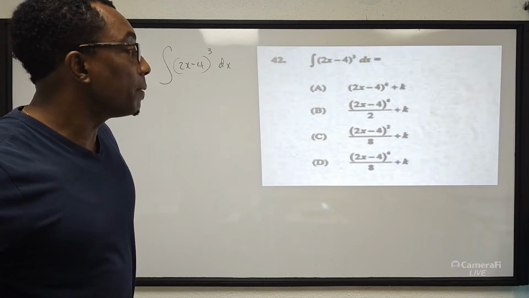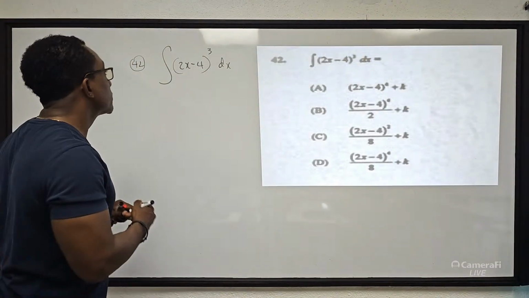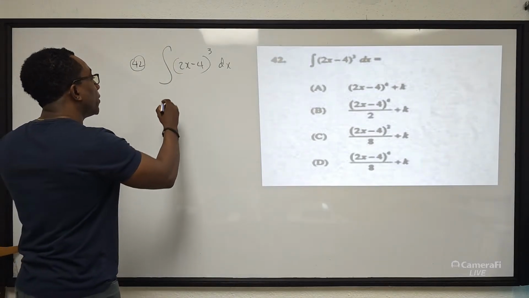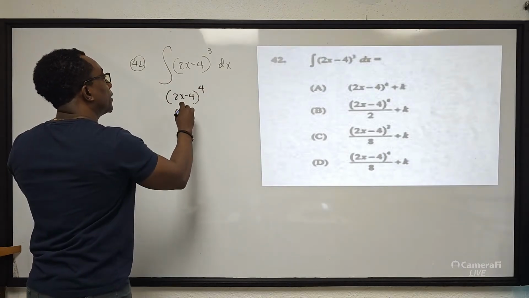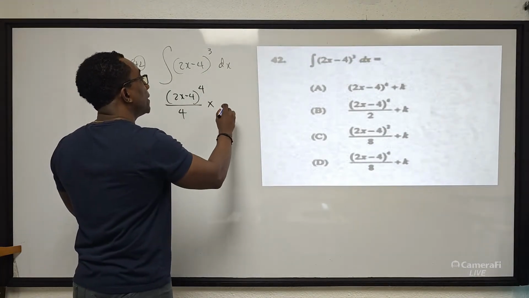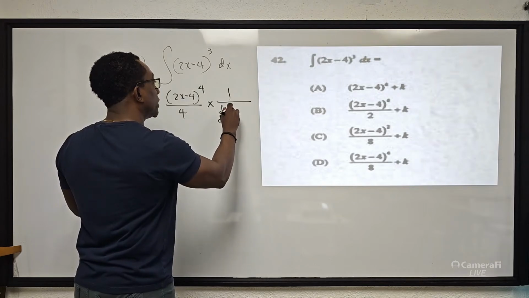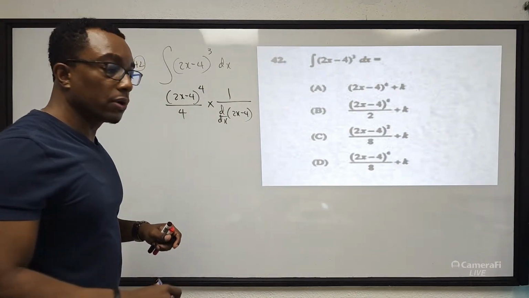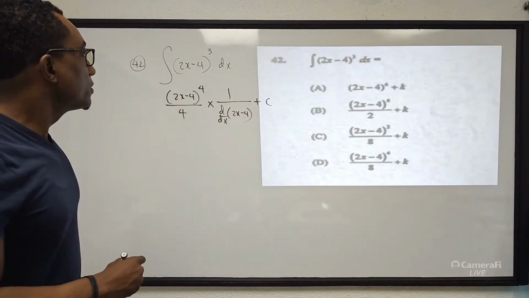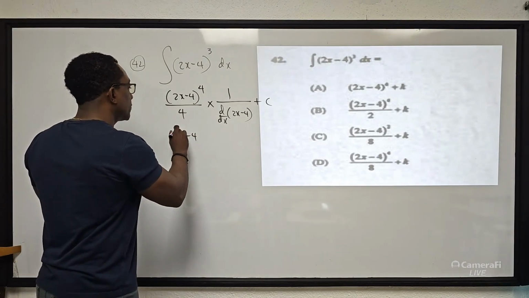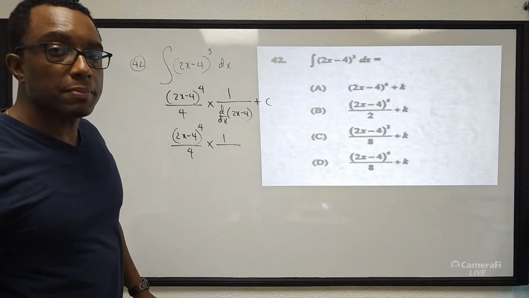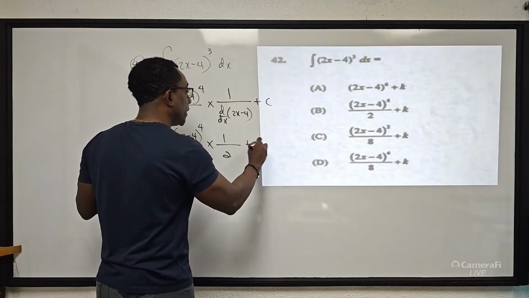If you have to integrate a composite function, once we start integrating, we drop the integral symbol and dx. We add 1 to our power and divide by the new power. So we add 1 to 3, which is 4, divide by 4, multiplied by 1 all over the differential of what is in brackets, plus your constant c. So this becomes 2x minus 4 all to the power of 4 over 4 times 1 all over the differential of 2x minus 4, which gives me 2, plus c.